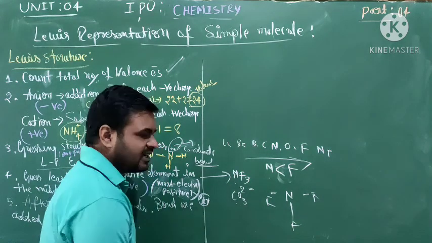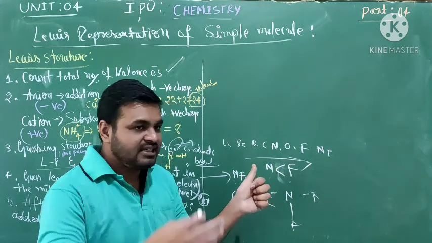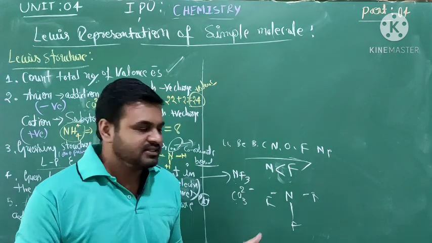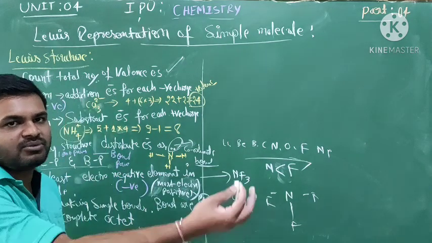Clear? Same as carbon and oxygen. Carbon is the least electronegative, so this is the center. Remaining, oxygen here is at the end of the molecule.